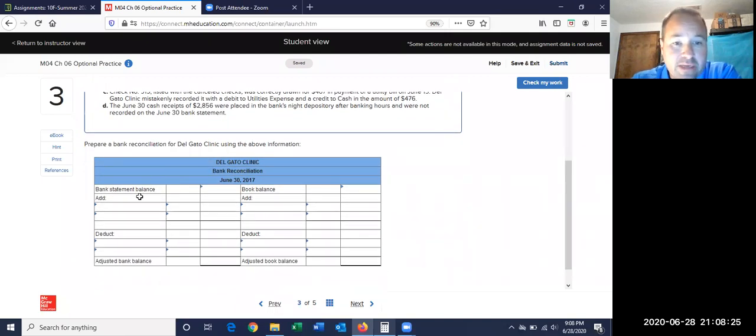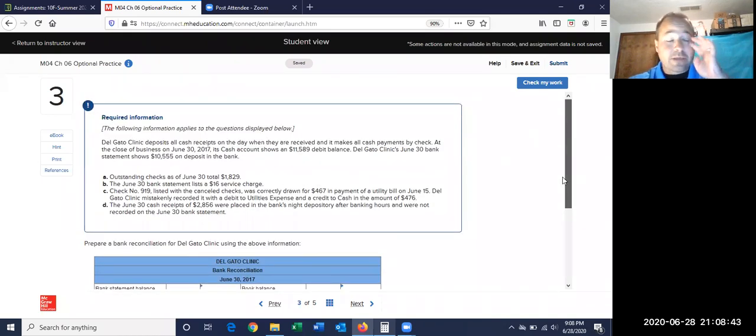See how they have it broken down just like how I did in my Excel. We have it on 2 sides, the bank side and then our side, the book side being our side. And then when it's all said and done, like a trial balance, we want these 2 to balance at the end.